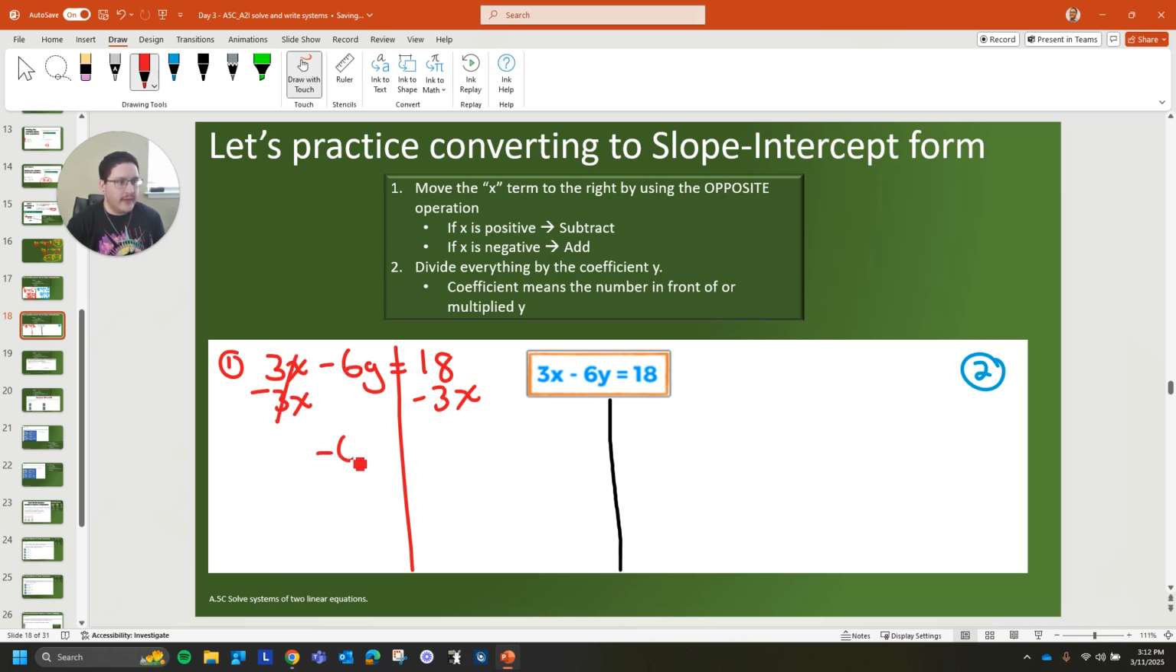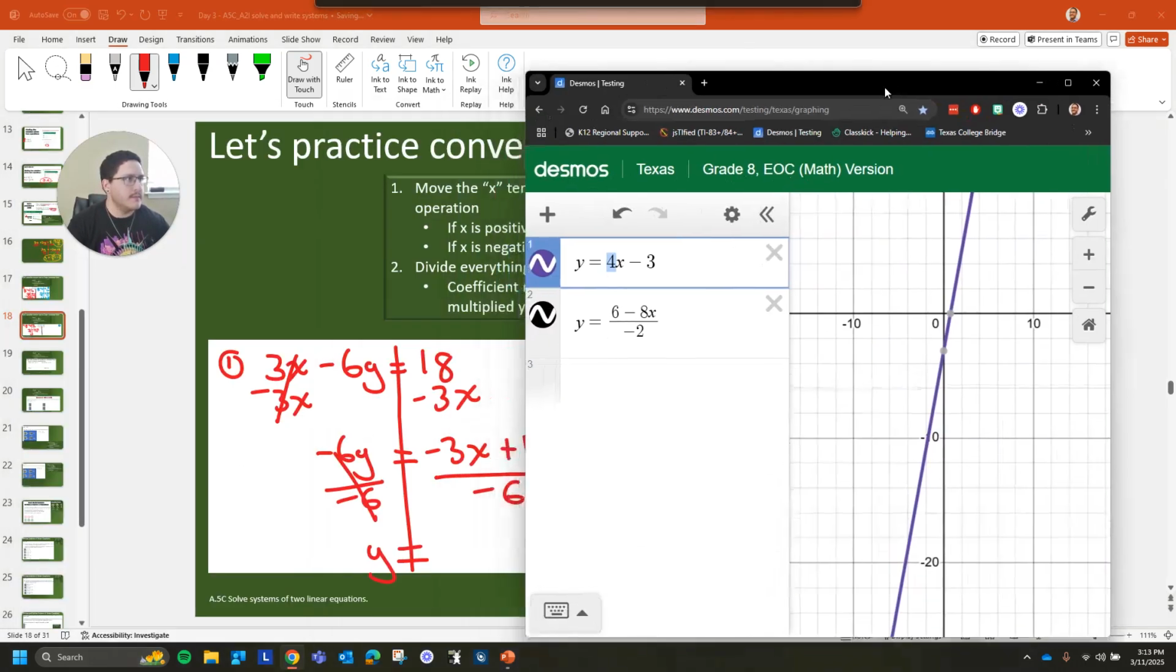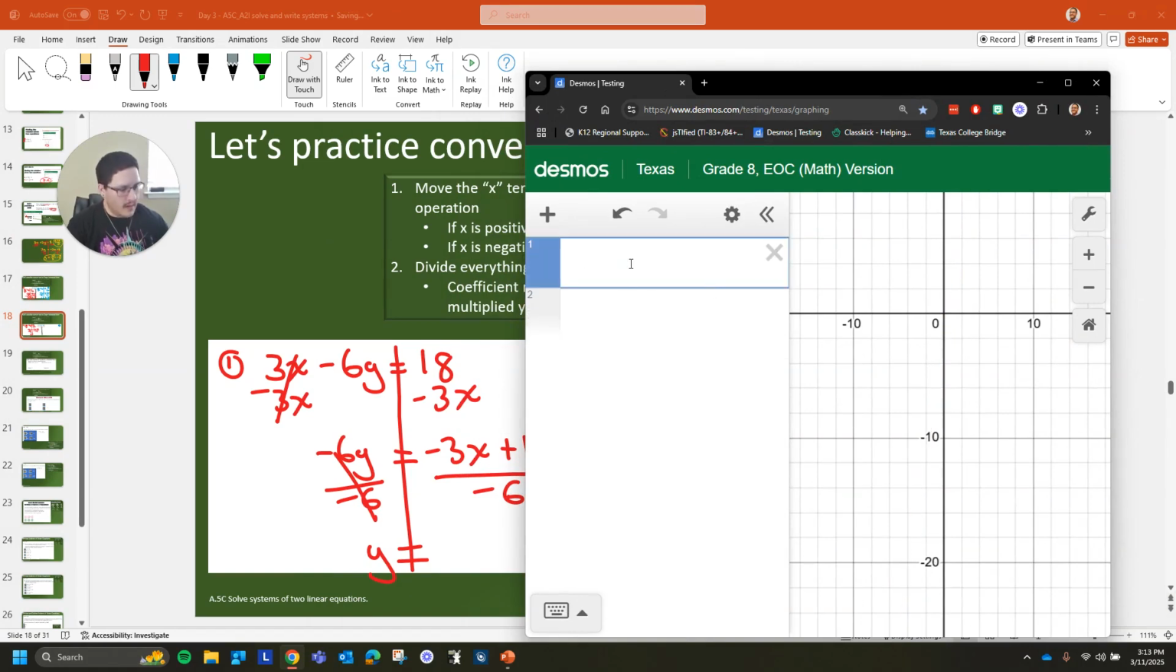That -6 gets attached to the y. In this way, I'm going to have -3x plus 18, where the x is first. Then I'm going to divide both sides by -6. Divide everything by -6. So -3 divided by -6 and 18 divided by -6. And now y will equal, that should be 1/2, but I'm going to show y'all using Desmos. -3 divided by -6 is +0.5 or 1/2.